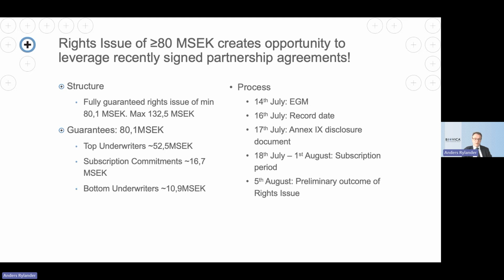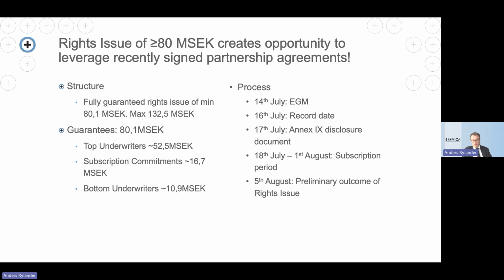And as I said, the way it works is that the top underwriters are guaranteeing their 52.5 million, but they are also guaranteed to get their 52.5 million. So if we get a fully subscribed rights issue, there will be a direct issue to the top underwriter of 52.5 million. So the 80 plus the 52 becomes the 132.5 million. That is the maximum outcome of this.